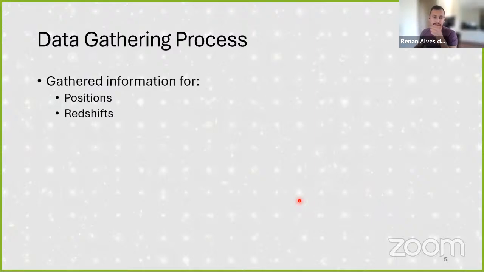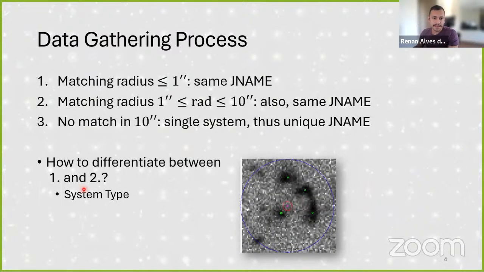So we gather a lot of information, the positions and the redshifts. Okay, so I think I'm supposed to have another slide here, but basically we classify the systems that are inside this radius and outside of this radius of 10 arc seconds. This choice is arbitrary, it's just a choice to start gathering all the information together. But this is open to improvements in the future.